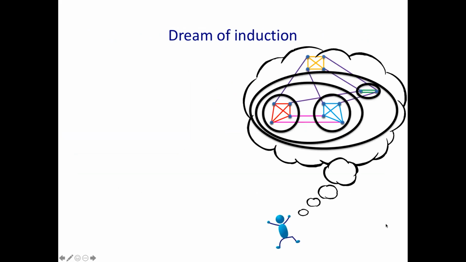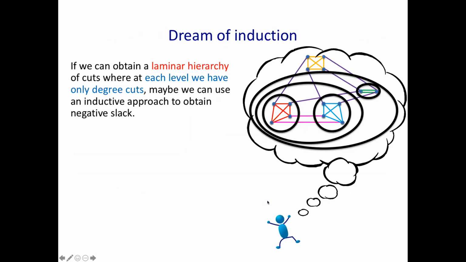However, hope is not lost. Maybe if we can obtain a laminar family of near minimum cuts, where at each level we just have degree cuts, we can apply this logic at every level, and somehow, through some inductive approach, deal with edges that appear at many levels. And this is exactly what we do.